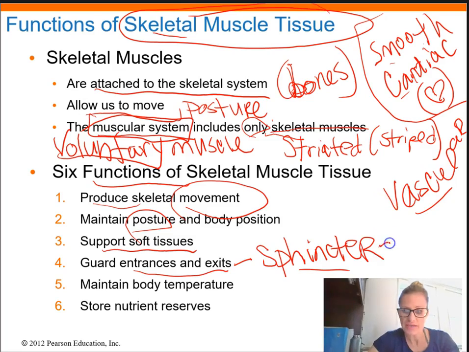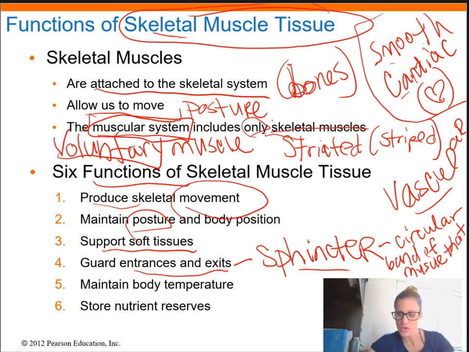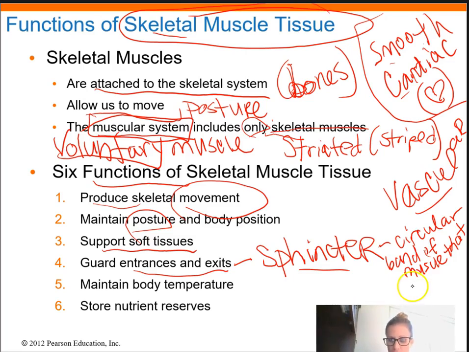So a sphincter is a circular band of muscle that closes and opens a tube. So, for example, if we think about our GI tract.